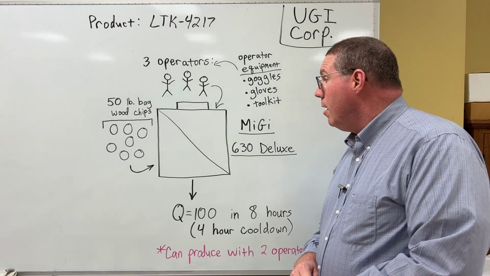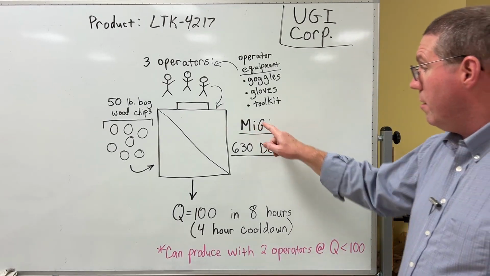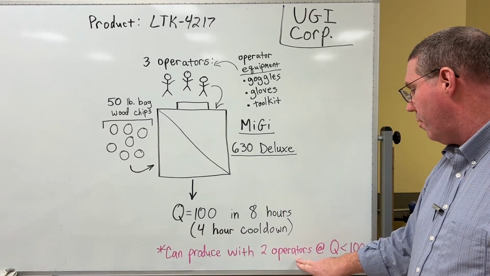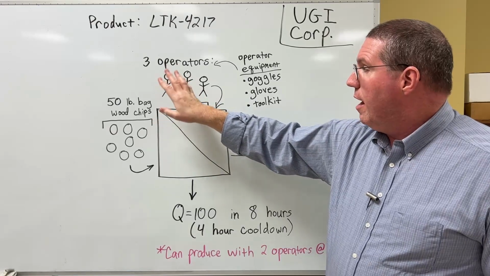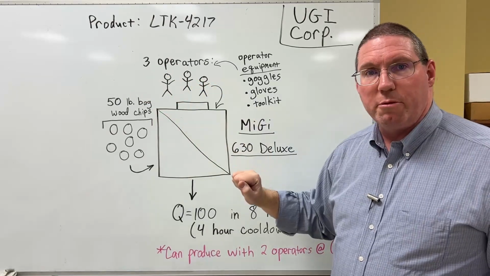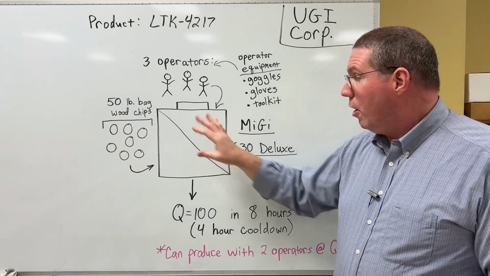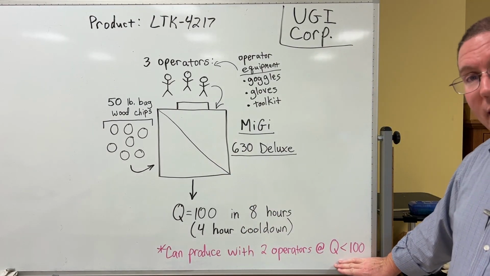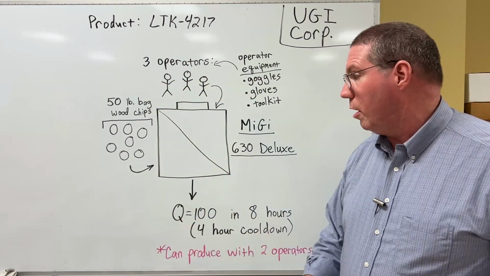Now there is a note in the operator manual that says that the Miggy 630 Deluxe can produce with only 2 operators. Okay, so if you have these 3 operators, if one of them is sick and has to call out and only 2 of them show up for work, they can still produce the product on the machine, but look at this, the quantity is going to be less than 100. So if you don't have 3 operators, you're not going to get 100 units.